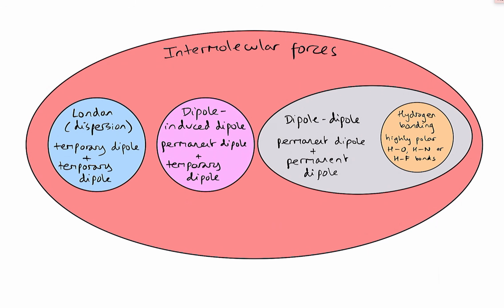And it's worth mentioning that if I have a selection of different substances and they all have a similar molar mass, meaning they'll have similar strength London dispersion forces, then comparatively the strength of these intermolecular forces increases from the left side of the Venn diagram to the right.